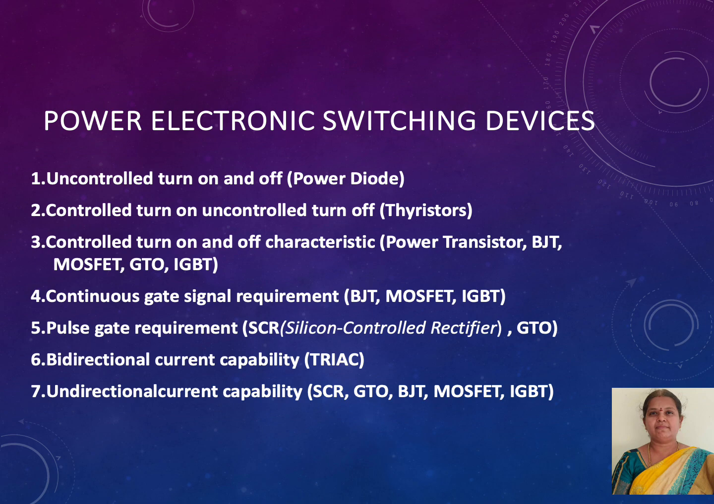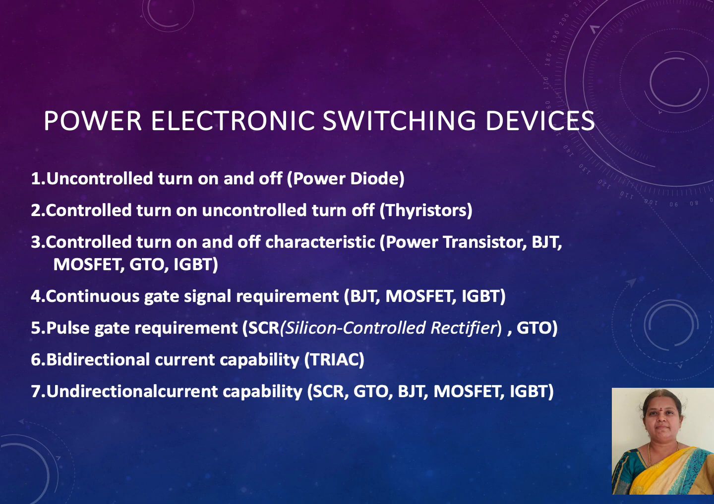Next we will see the various solid state devices that can be used as switches in power electronic circuits. The main devices are power diode, thyristor, power transistors, MOSFET, GTO, IGBT. And we know very well a power diode will act as a closed switch when it is forward biased, and it will act as an open switch when it is reverse biased. That's why we call it uncontrolled turn on or turn off. No separate mechanism is required to turn on or turn off. Based on the supply, it will be forward biased or reverse biased.